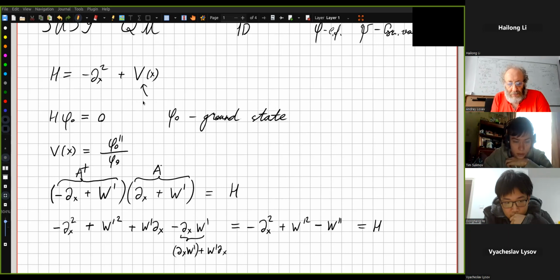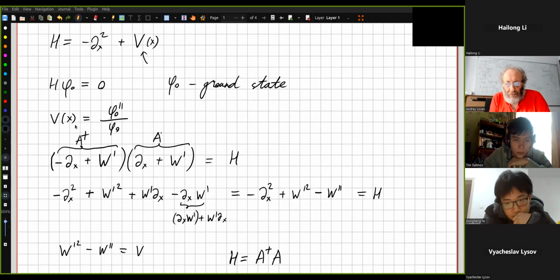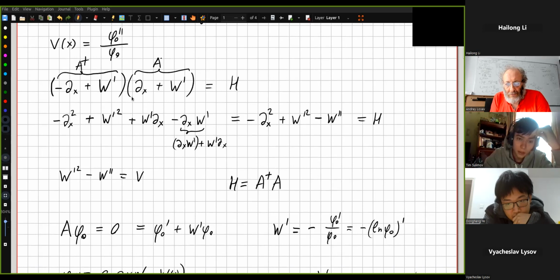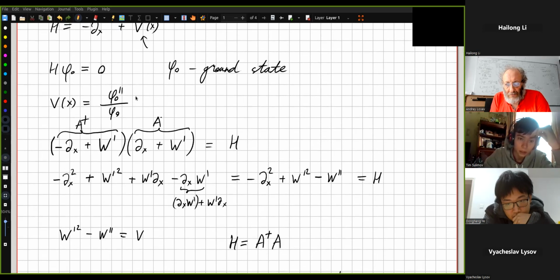But let us assume that we know the ground state function. Also, we normalize the Hamiltonian so that the ground state energy is 0. So it's H acting on phi naught is 0. Then we notice that we can actually restore the potential from the ground state function as phi naught double prime over phi naught. And this is well defined everywhere, since phi naught has no nodes, no zeros.